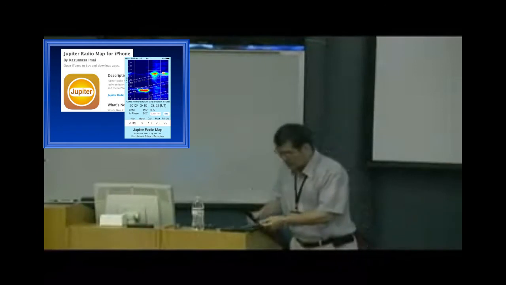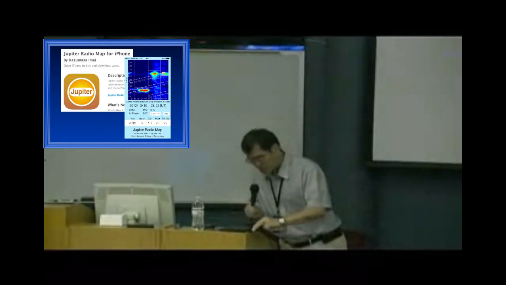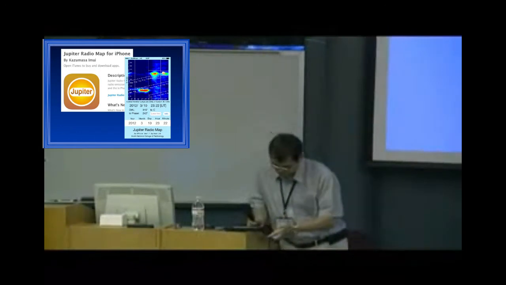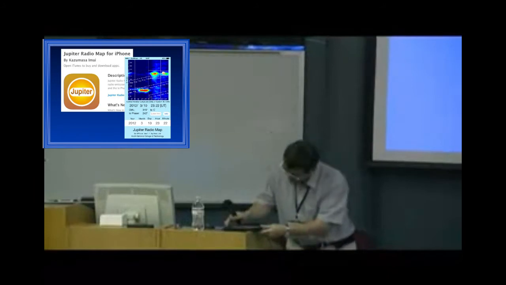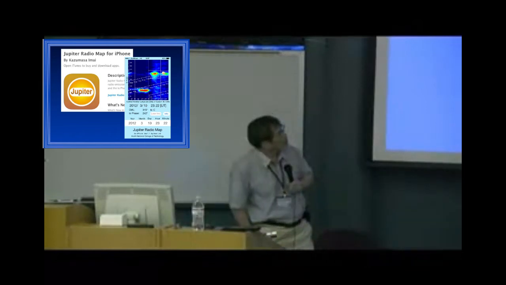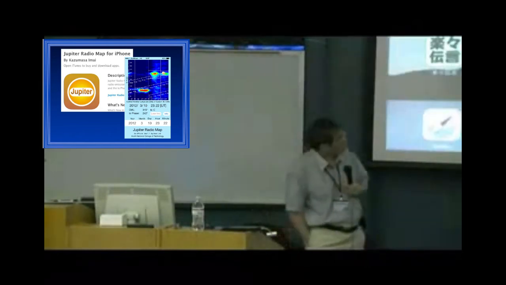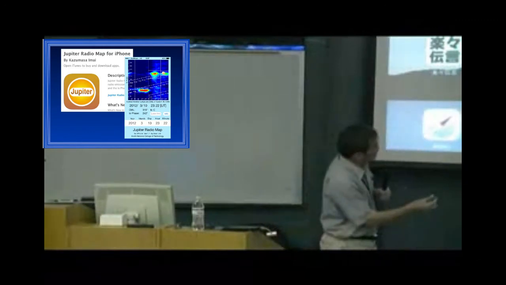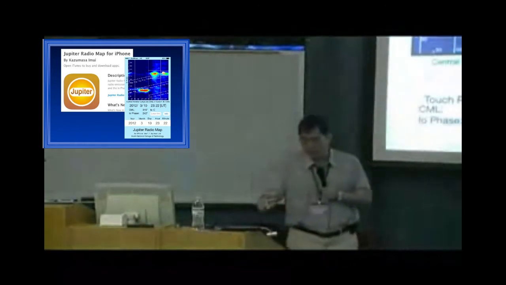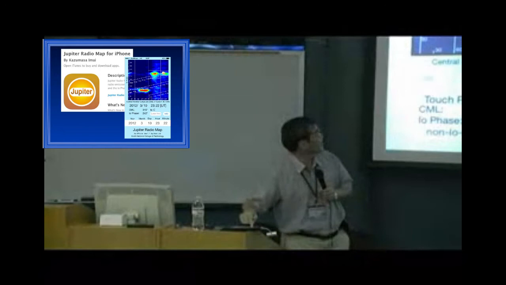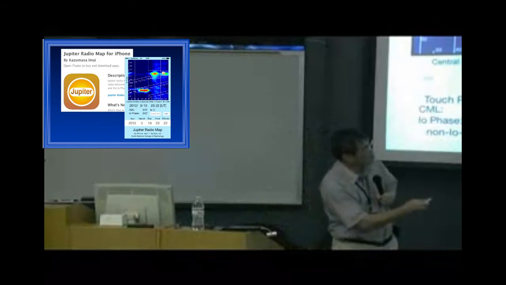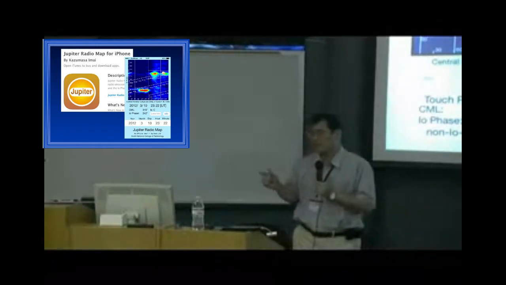And also, I'd like to introduce Jupiter Radio Map for iPad. Okay, so this is my iPad mini, and here is Jupiter Radio Map. Now you can play with it on the CML Io phase plane, so you can see the configuration of the Jupiter-Io system.